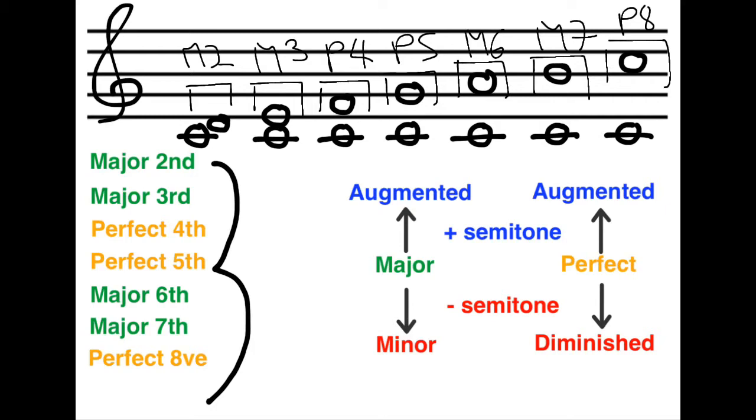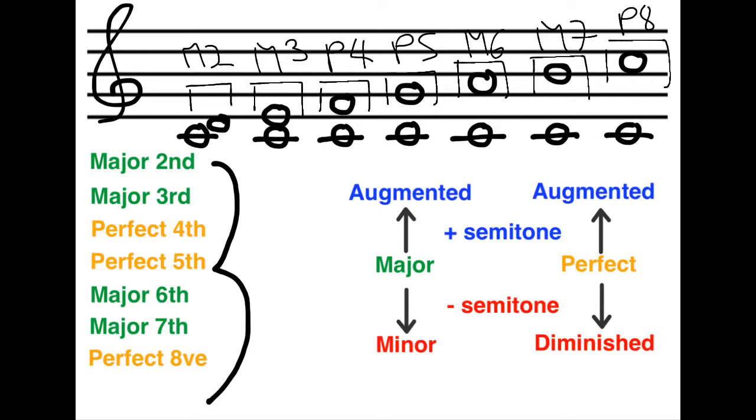And as you can see, they're all capital M, capital P. Capital M for major second, third, sixth, and seventh, and capital P for perfect fourth, fifth, and octave. Okay, so that's if the top note belongs to the bottom note's major scale.